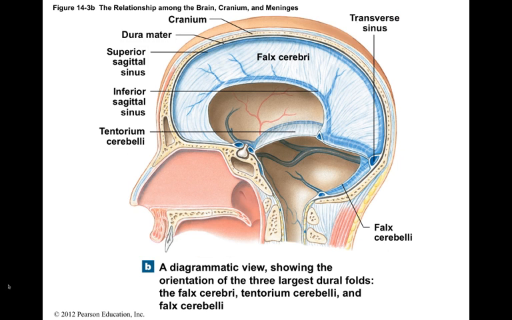The dura mater has extensions that help stabilize the brain. A mid-sagittal fold in the dura mater forms the falx cerebri and separates the right and left hemispheres of the cerebrum. Posteriorly, the dura mater folds again as the tentorium cerebelli and separates the cerebellum from the cerebrum. The falx cerebelli is a dural fold between the hemispheres of the cerebellum.